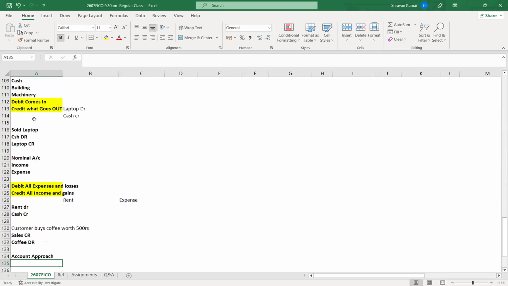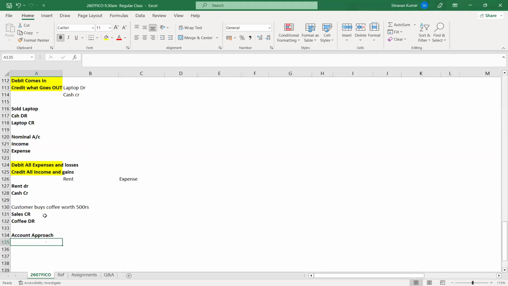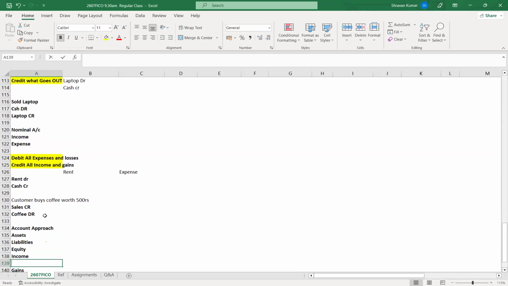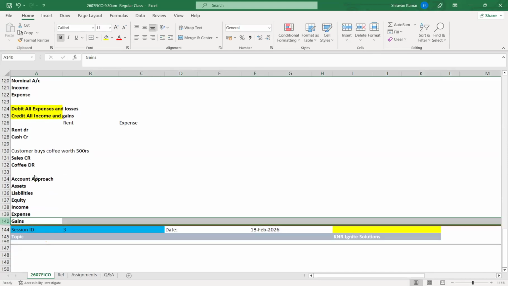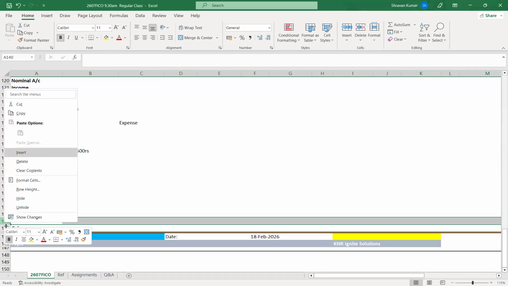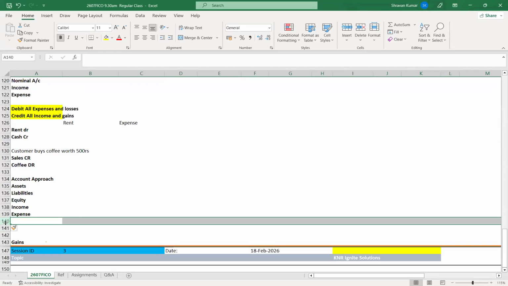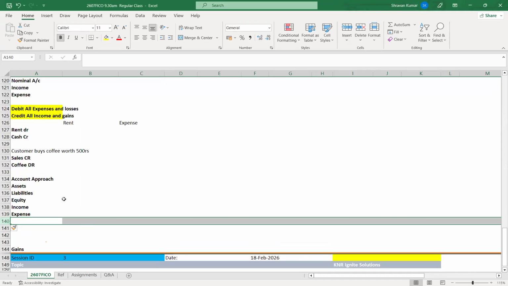It won't be looking at whether it's a personal account, a real account, or a nominal account. It will mostly look in terms of these categories: whether it's assets, liabilities, equity, income, or expense. So whatever terms we discussed earlier, the system will consider those terms to post the entries in the system. It won't consider the golden rules for the posting of the entries.